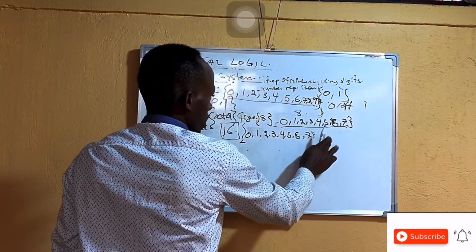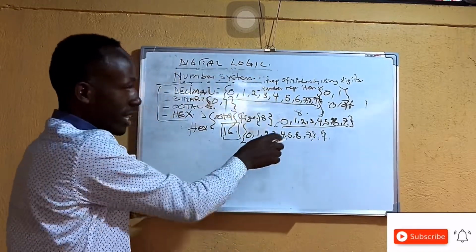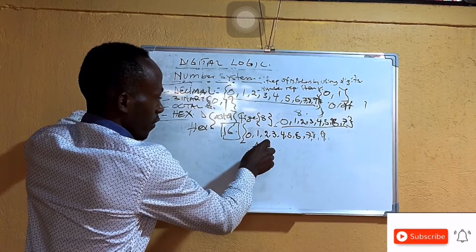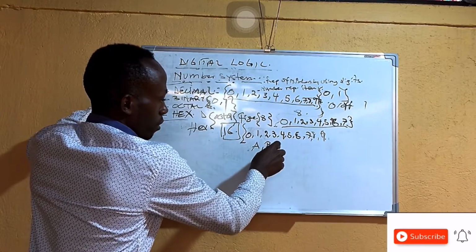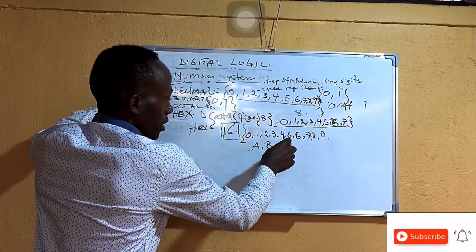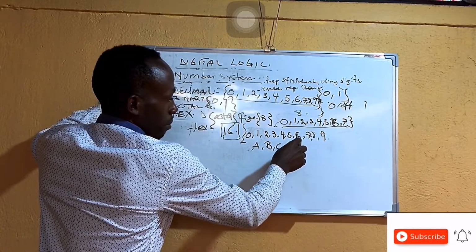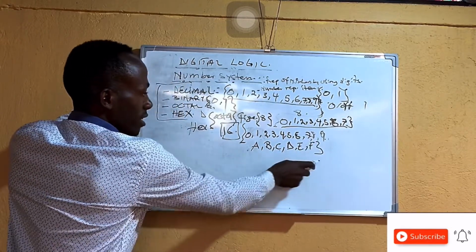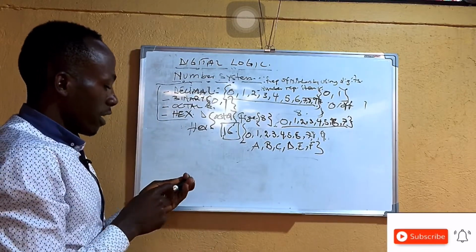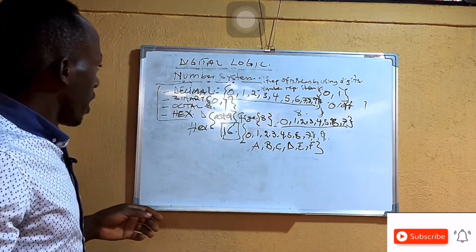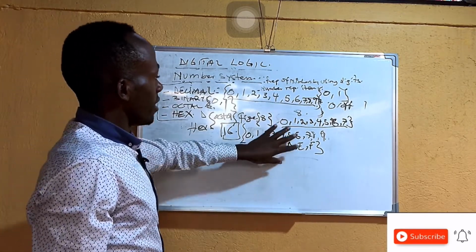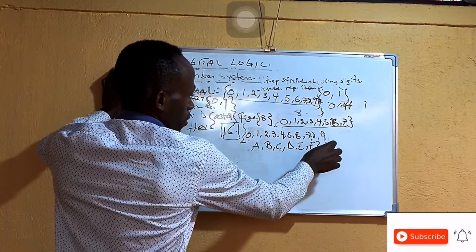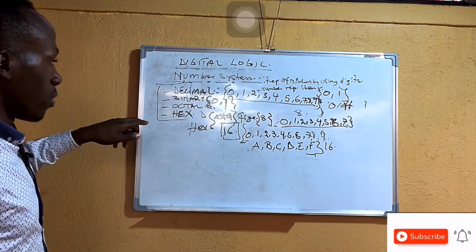Here, you're going to say that instead of writing a 10, I'll represent a 10 with a capital A, 11 with a capital B, 12 with a capital C, 13 with a capital D, 14 with a capital E, and 15 with a capital F. If you count these digits, as you know that the hexadecimal number system consists of 16 digits, you will see that these digits are going to be 16. From 0 to F, we shall have 16 digits, making a hexadecimal number system.